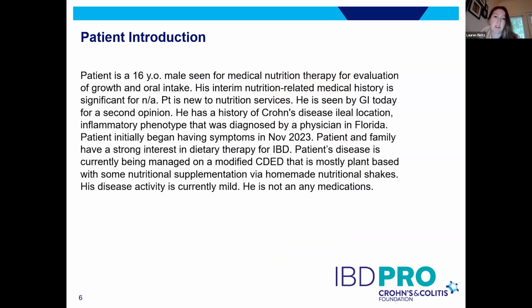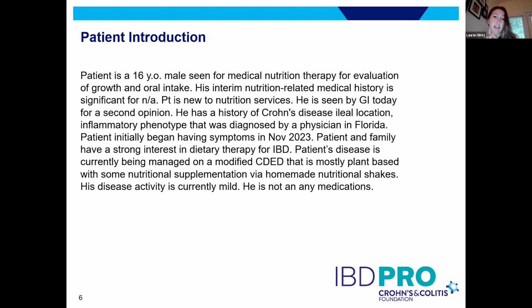And so this patient was also seen by the physician for his Crohn's. He had never been seen at UNC prior to coming to us. So he was new to nutrition services, and he was new to the GI team today. He was coming in for a second opinion. He had a history of Crohn's disease, ileocolonic, inflammatory phenotype that was diagnosed a few months earlier in Florida.